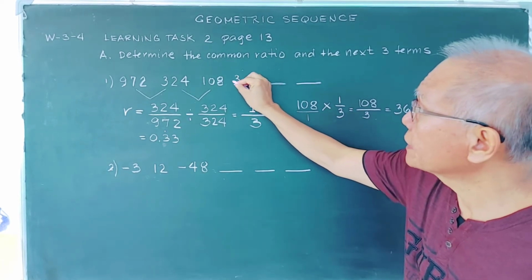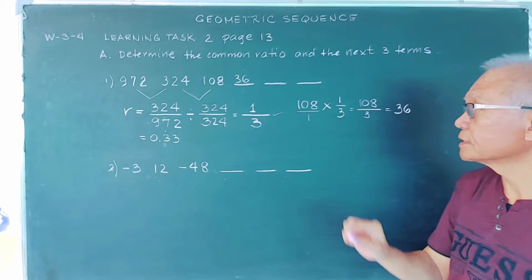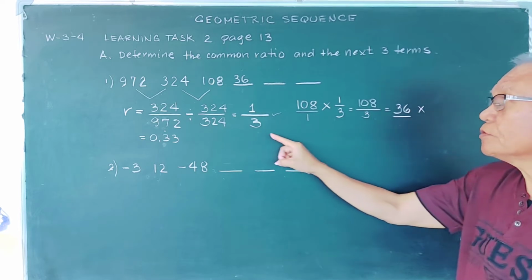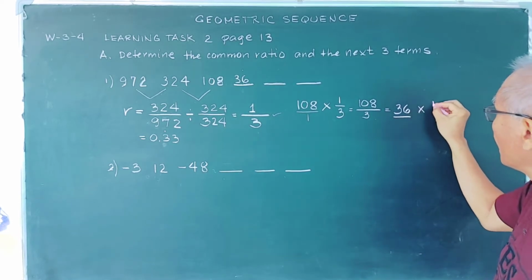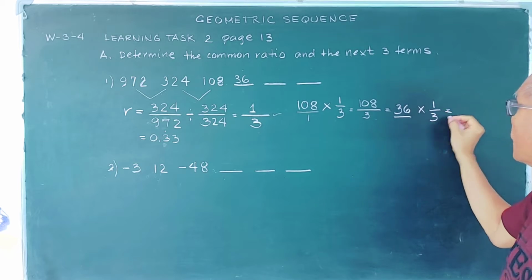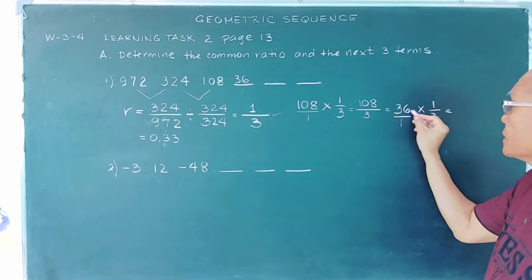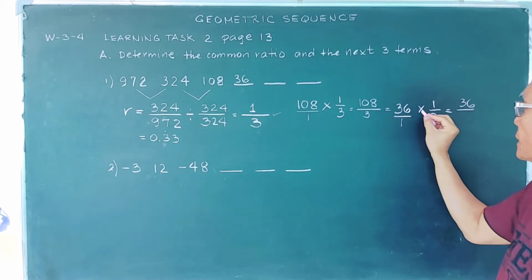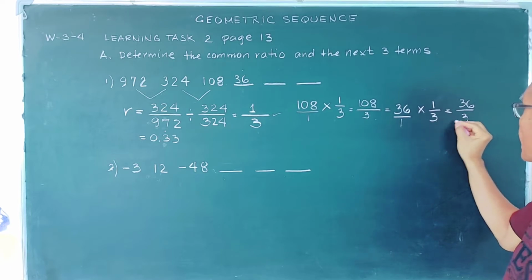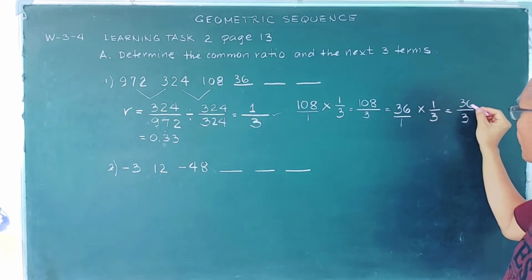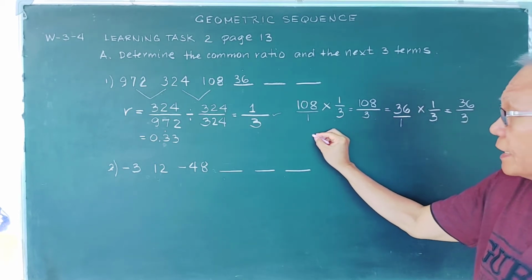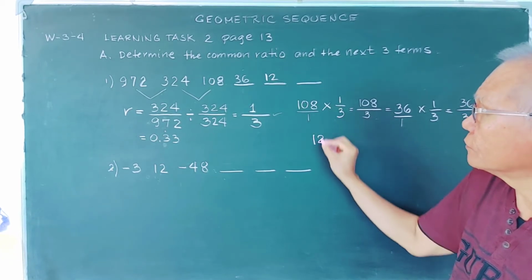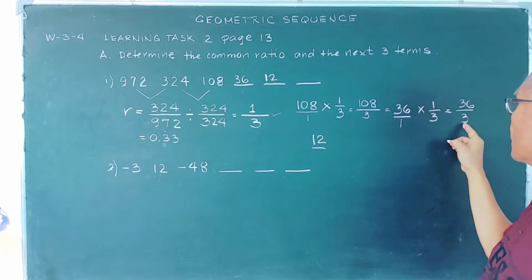So, ito ay 36. Times, diretso na tayo. Times yung ratio ulit na 1/3. Oh, lagyan ng 1. 36 times 1 is 36. 1 times 3 is 3. Kapag divide natin yung 36 ng 3, ito na ilagay, ay 12. So, ito ngayon ay 12. 36 divided by 3 ay 12.